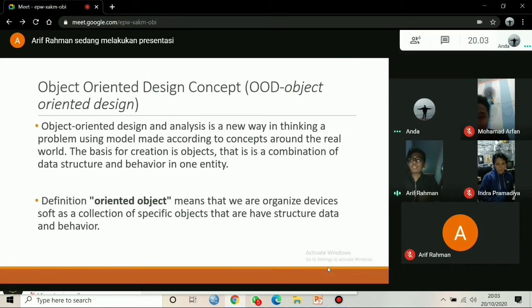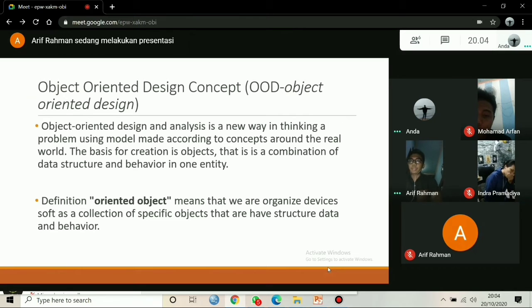Object-oriented design concept, OOD. Object-oriented design and analysis is a new way of thinking about a problem, using models made according to concepts around the real world. The basis for creation is the object, which is a combination of data structure and behavior in one entity.